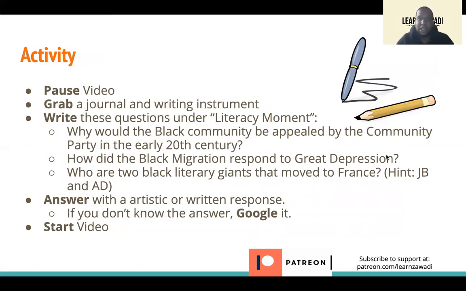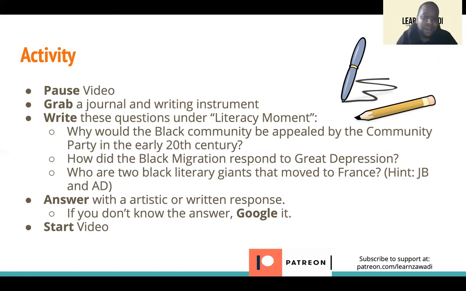For the activity today, again, go ahead and pause that video, grab that writing instrument, and grab your journal. Underneath literacy moment, you're gonna put these three questions. You're gonna respond to these questions. You're gonna put down your ideas and opinions about these three questions in your own imagination. It can be you writing something out or even you drawing something out. The first one is, why would the Black community be appealed by the Communist Party in the early 20th century?